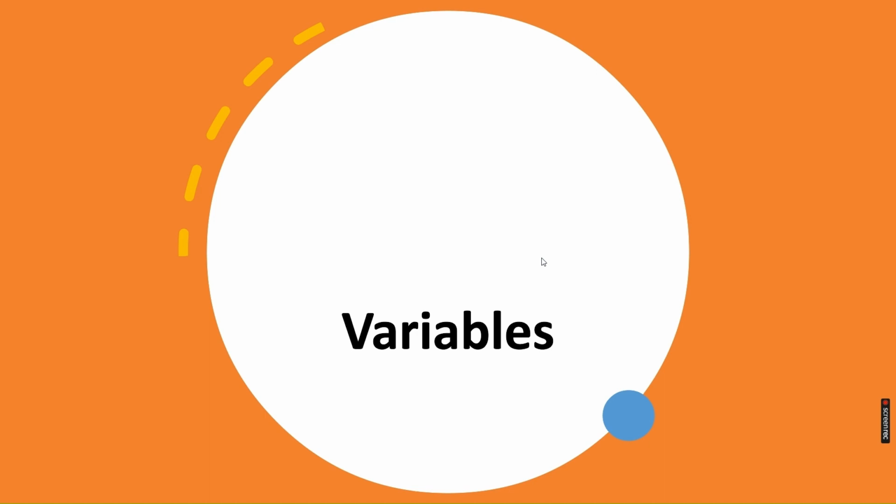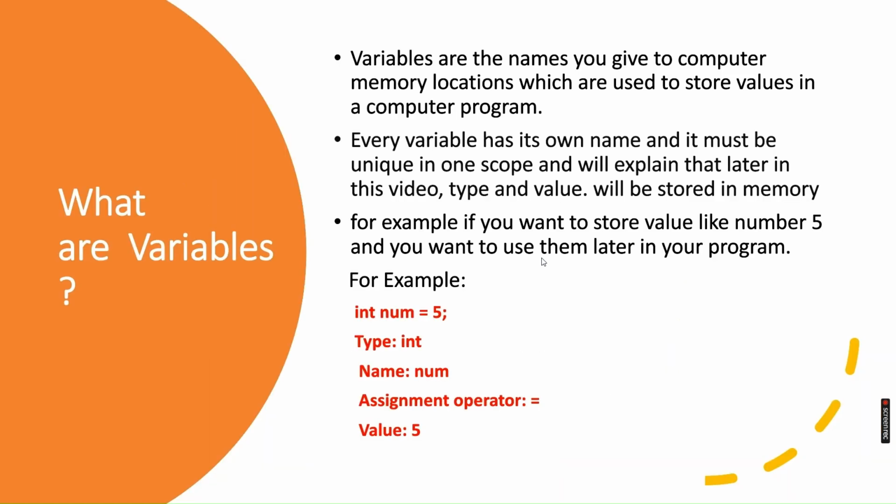So first, let's explain what variables are. Variables are the names you give to computer memory locations, which are used to store values in a computer program. Every variable has its own name and it must be unique in one scope, and I will explain that when we do the coding part in this video. And the variable has a type too and a value, and this variable will be stored somewhere in the memory.